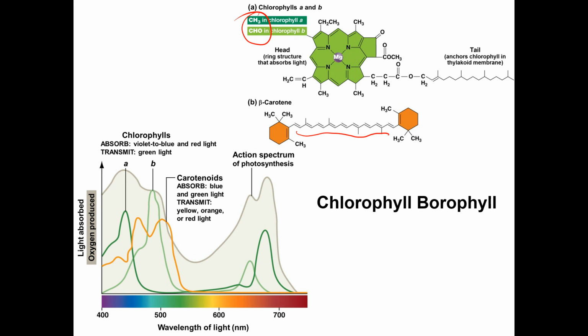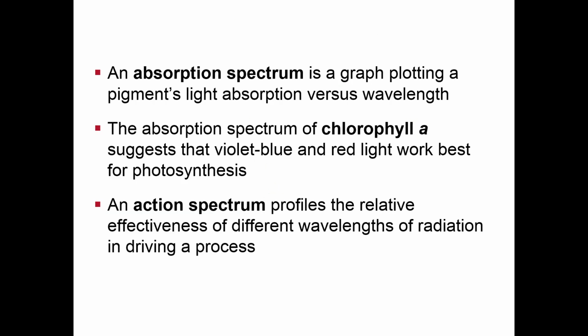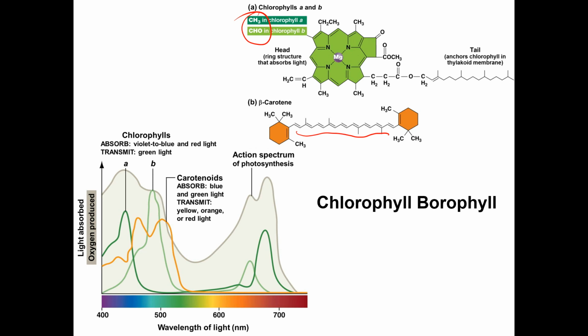So here, looking at the visible light spectrum. You're looking at an absorption spectrum here for chlorophyll A in green. So it absorbs indigo, violet, and blue light pretty well. It doesn't absorb blue-green, yellow, or orange very well. Orange-red and red it absorbs pretty readily.